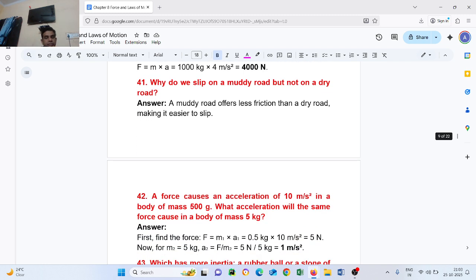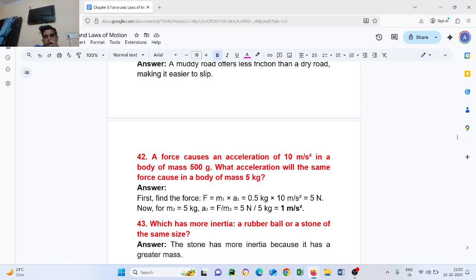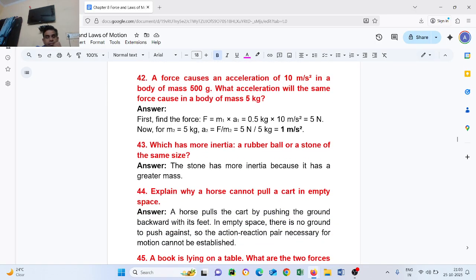Question number 42. A force causes an acceleration of 10 meter per second squared in a body of mass 0.5 kg. What acceleration will the same force cause in a body of mass 5 kg? First, find the force: F equals m a1, 0.5 kg multiplied by 10 meter per second squared is equal to 5 Newton. Now for m2 of 5 kg, a2 equals F upon m2, 5 Newton upon 5 kg, equals 1 meter per second squared. Question number 43. Which has more inertia, a rubber ball or a stone of the same size? The stone has more inertia because it has the greater mass.